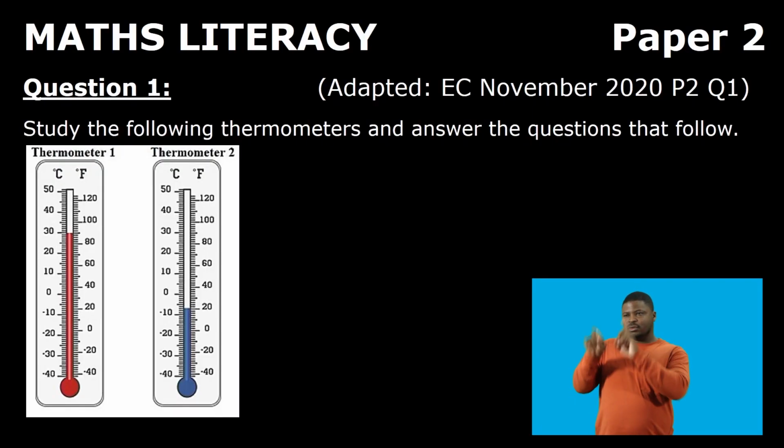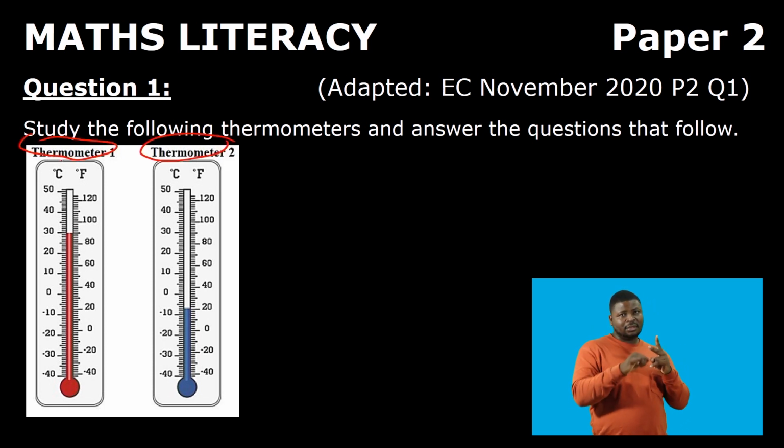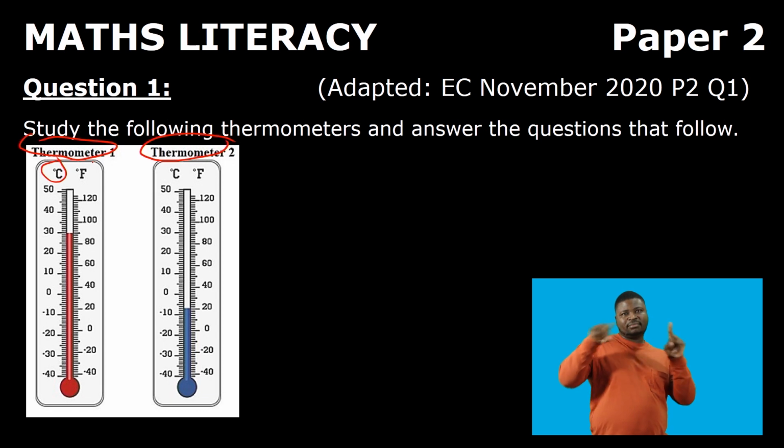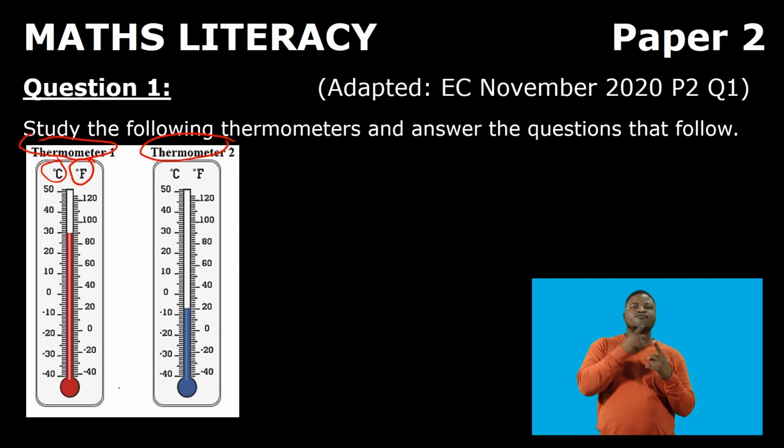Study the following thermometers and answer the questions that follow. So now we can see there are 2 different thermometers, both showing degrees Celsius and degrees Fahrenheit. The one is red, so that will be the maximum temperature. You can see it's higher as well. And the other one is blue, so that can be the minimum, perhaps. It depends on the situation of the question.